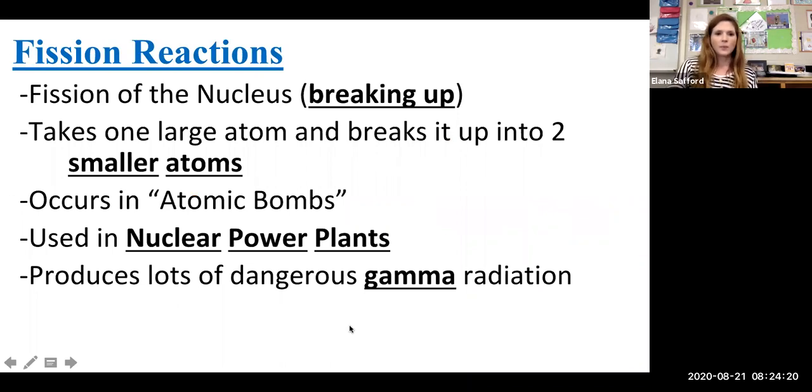Okay, so fission reactions. Fissions break up the nucleus. Fission, division, think that. You get one large atom and break it up into smaller parts. This is what happens in atomic bombs, and it's also used in nuclear power plants. This produces a lot of dangerous gamma radiation along with alpha and beta radiation because remember, when gamma radiation occurs, alpha and beta tend to follow behind that. So this is pretty bad stuff when this happens. It can be pretty dangerous.